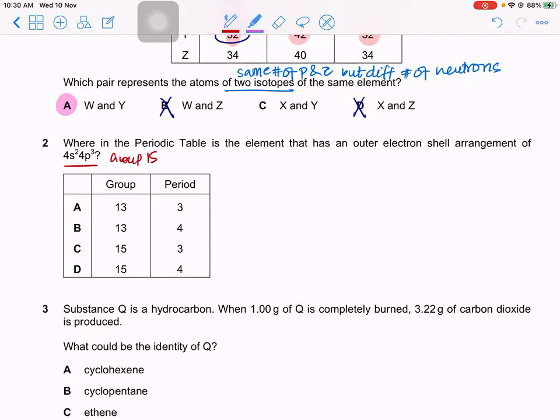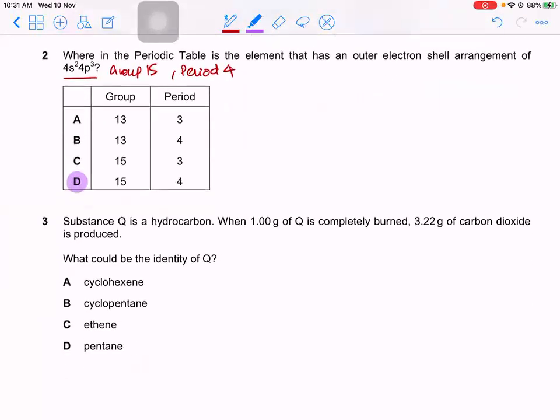And how many shells do we have? We have a maximum of 4 shells. Do you see it's 4s2 4p? So this means it should be in period 4. So the answer therefore is D, group 15, period 4.